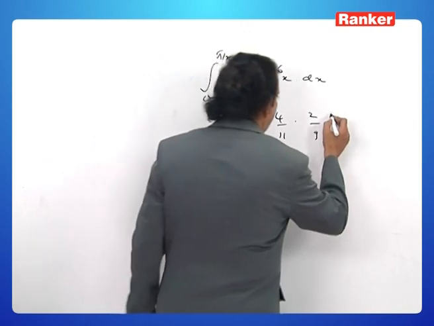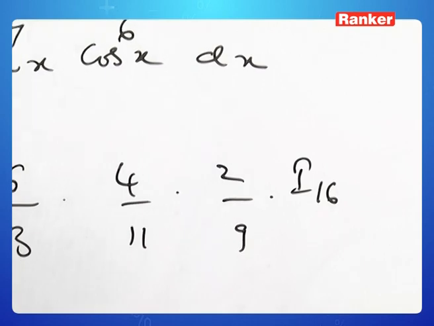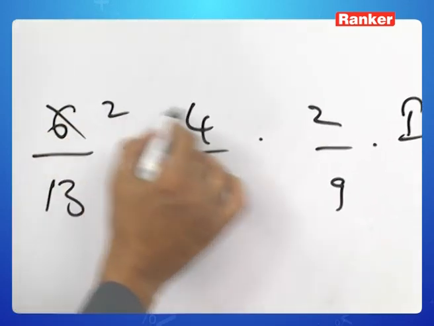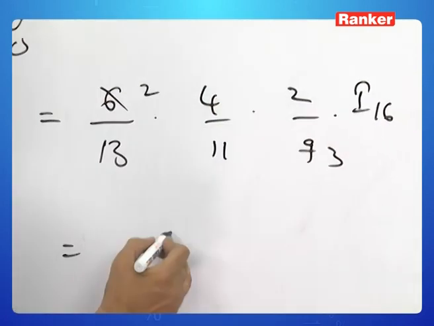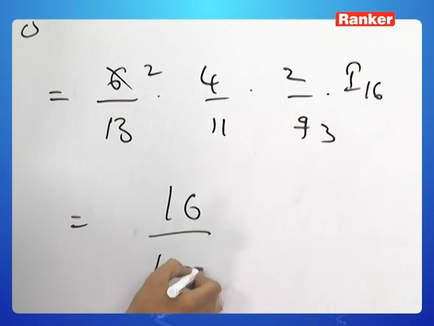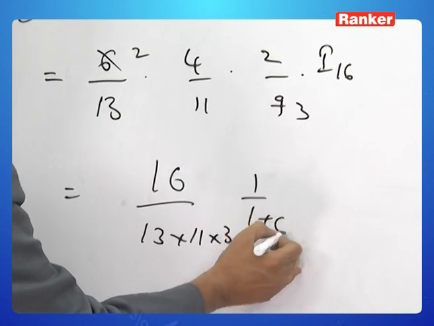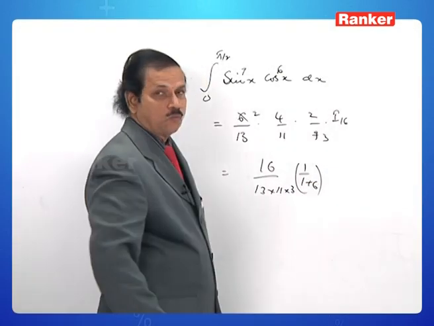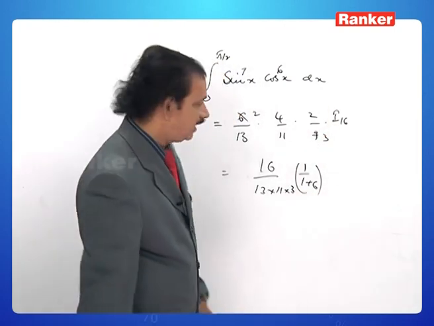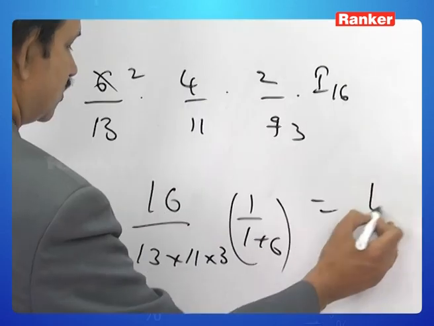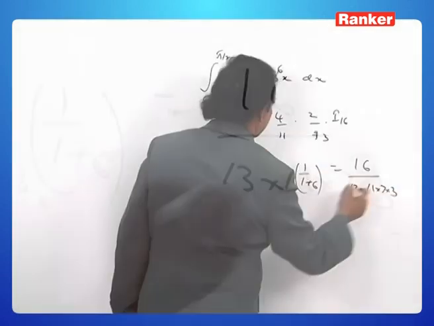As m is odd, we should have I16. Well, any more cancellations here? 2 3s, 3 3s. No more cancellations. So it is 2 4s are 8, 8 2s are 16 by 13 into 11 into 3 into what is I16? 1 by 1 plus 6. Why should it be written like that? I1n is nothing but 1 by n plus 1, isn't it? Hence, this is therefore 16 by 13 into 11 into 7 into 3. That becomes the answer.